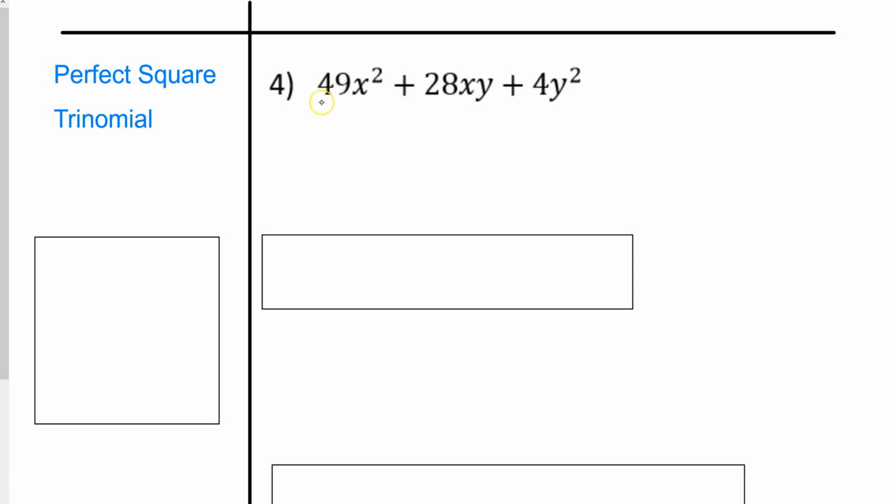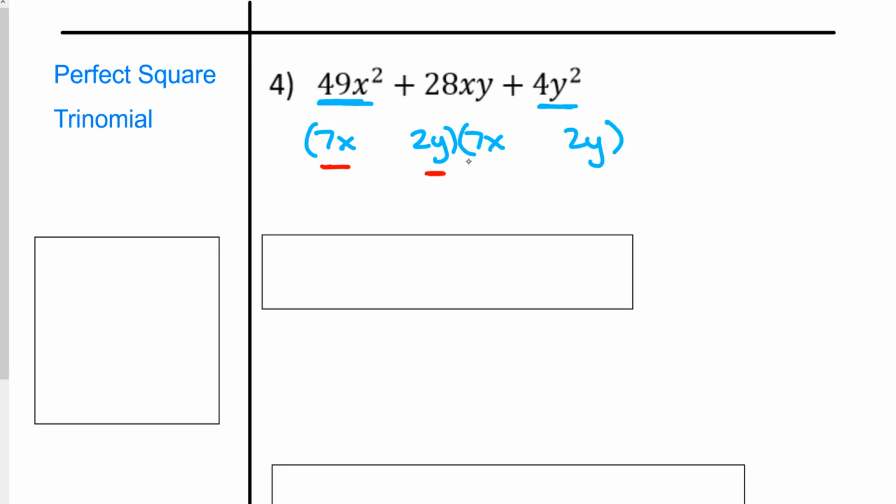Notice that we start with a perfect square, 49x squared, and we end with a perfect square, 4y squared. So if we were to start factoring, chances are we would put 7x times 7x to give us 49x squared, and 2y times 2y to give us 4y squared. Those are the logical choices. So notice that the square root of 49x squared is 7x. Notice that the square root of 4y squared is 2y.